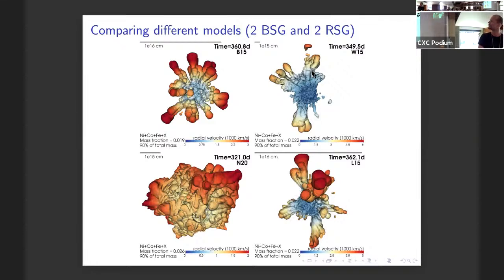For the 2 red supergiants here, we see some preferred directions where we had some initial asymmetries, which we now see also in the late phases, which look very characteristic for the model. But how exactly these fingers stick out is a stochastic process. This depends on the instabilities during the explosion itself.